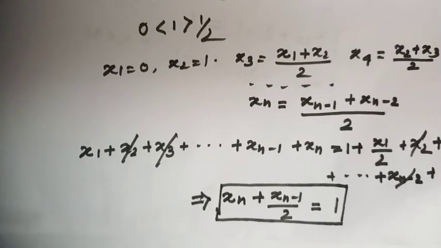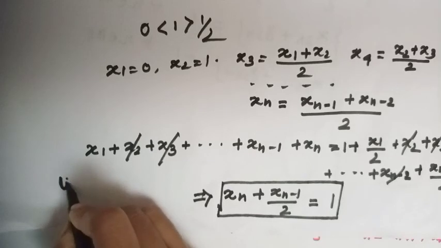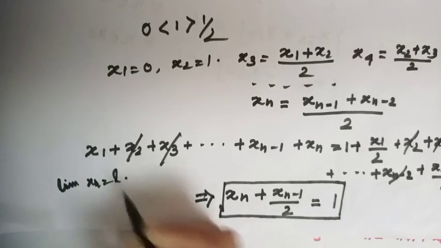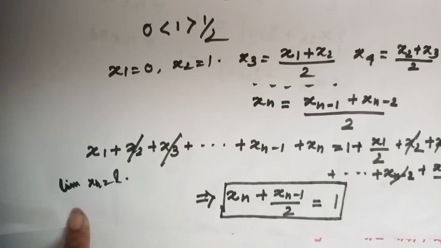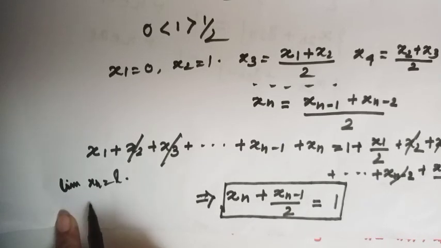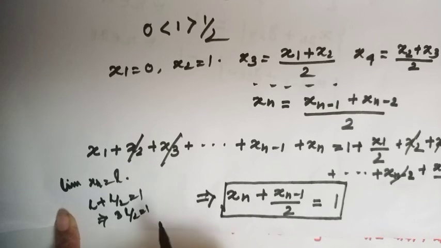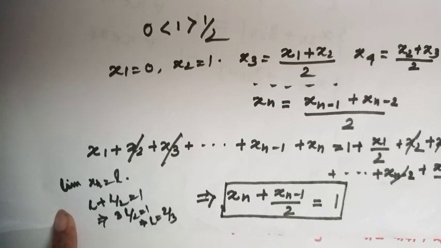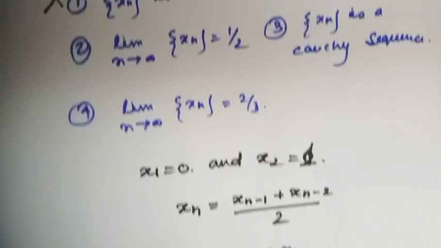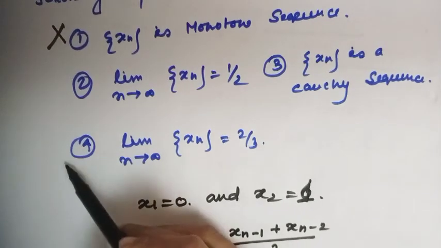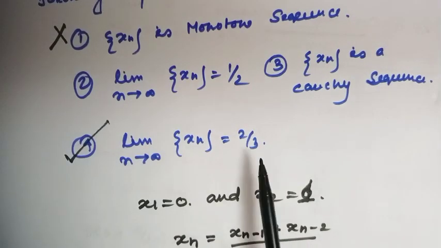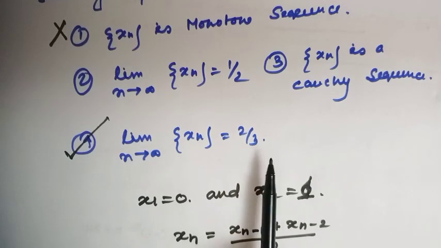Let us consider limit xn equal to L. Okay. If we put this limit here, then I will get L plus L over 2 equal to 1, that implies 3L over 2 equal to 1, that implies L equal to 2 over 3. This is our limit. So, option 4 is the right option. Limit equal to 2 over 3.